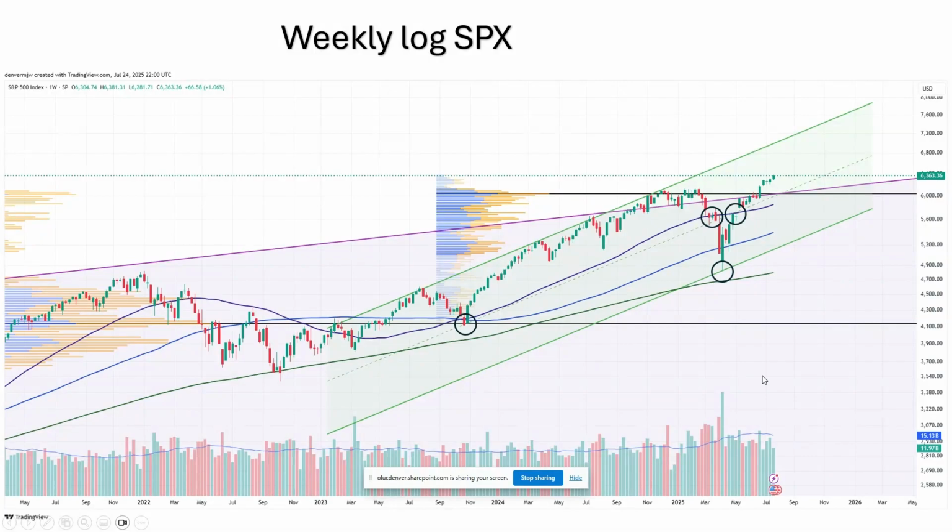So this also, 7665 would be right up in this area. So this is a potential goal that we could get to. So far, I think that's possible, but who knows what's going to happen.